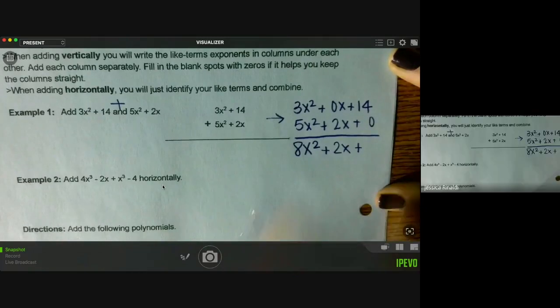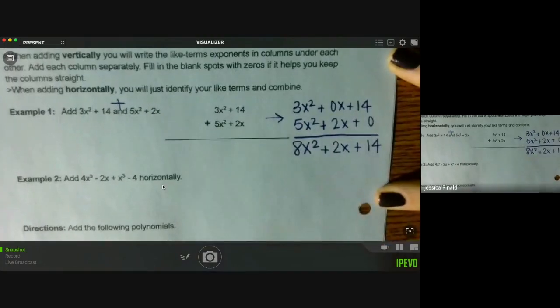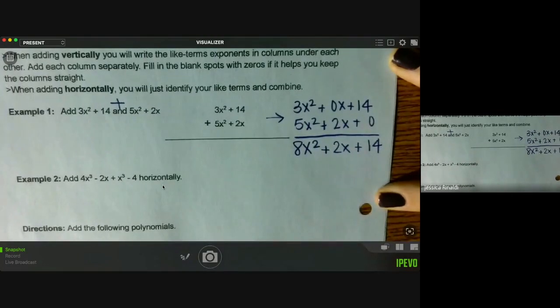14. That would be my final answer. I just combined my like terms. Okay? You guys at this point in the school year haven't seen it set up that way, but it is an option. So far, so good? Yes?